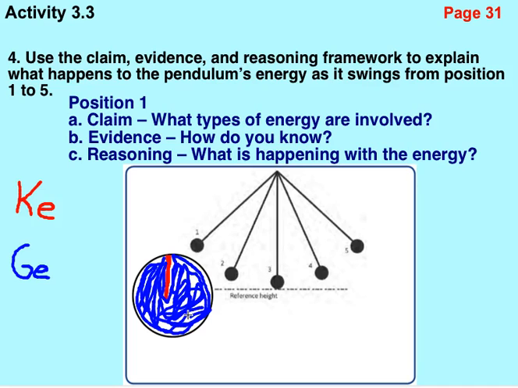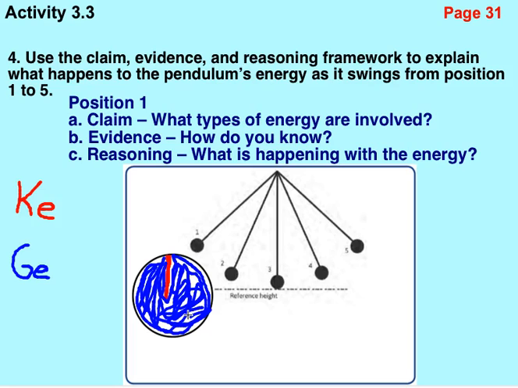Evidence, how do you know? Well, this is where you can say that the hand was just released, or the pendulum was just released, so there's very little speed, thus it will not have a lot of KE, and because it's almost at its highest height, it has mostly GE. So your reasoning is what is happening with the energy. Because the pendulum is starting to fall, you've got mostly GE and it's going to be converted to KE. Your claim, evidence, and reasoning doesn't have to be very lengthy because you've got to do one for position 1, 2, 3, 4, and 5. So I call these mini CERs.